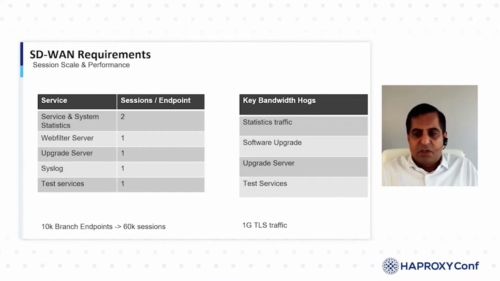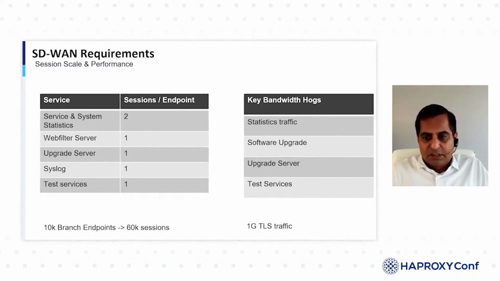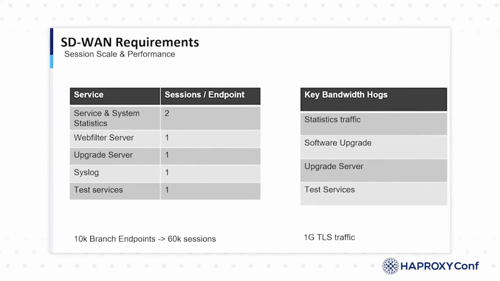One thing I wanted to note is that when we are talking about performance, it's possible that too many software upgrades happening at the same time, or too many concurrent test services happening at the same time, could starve the control plane traffic. So that is definitely not desirable. We need to have some sort of priority scheduling so that the control plane traffic gets a higher priority, and we can throttle some of the traffic on the software upgrade and test services.